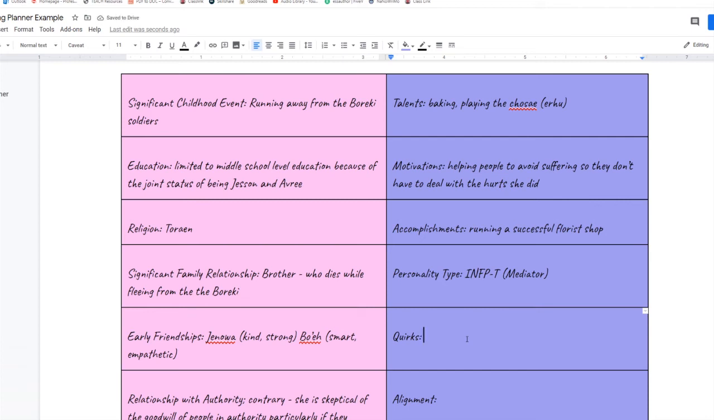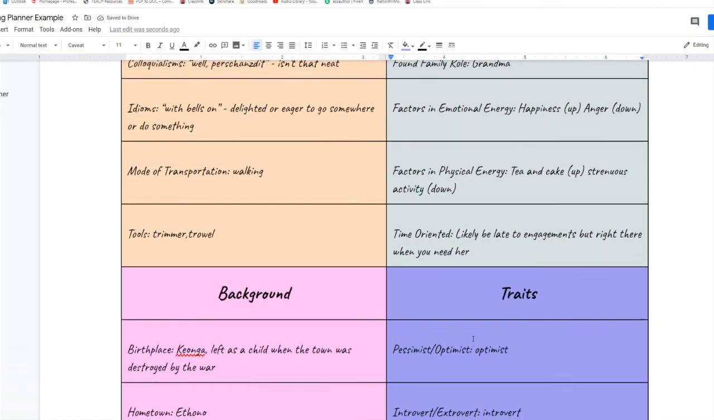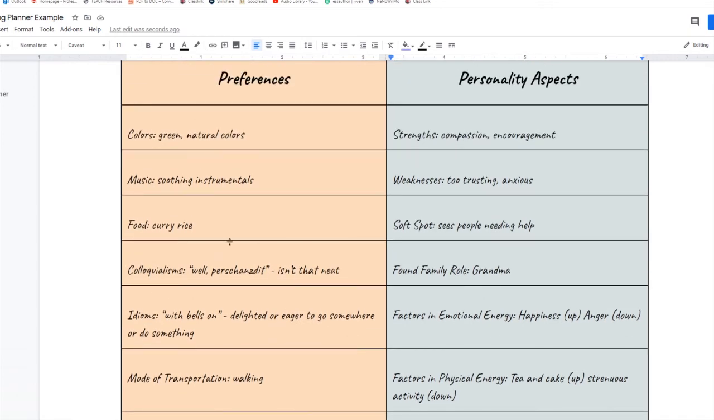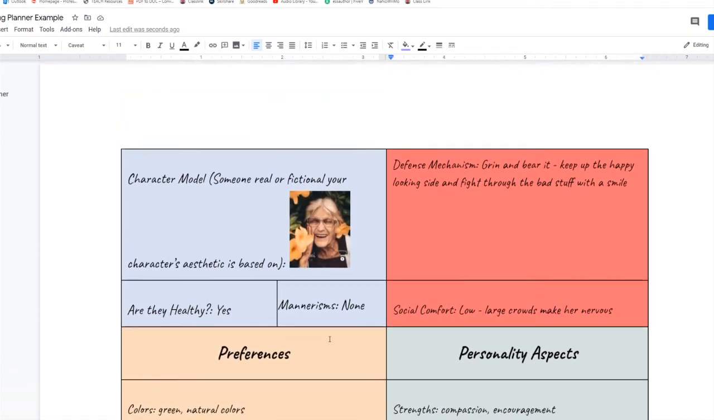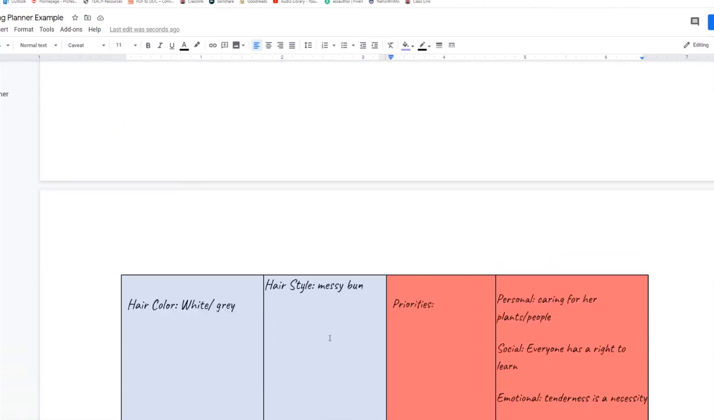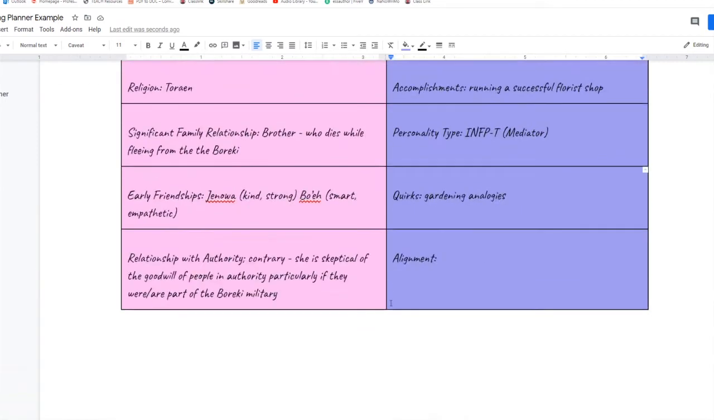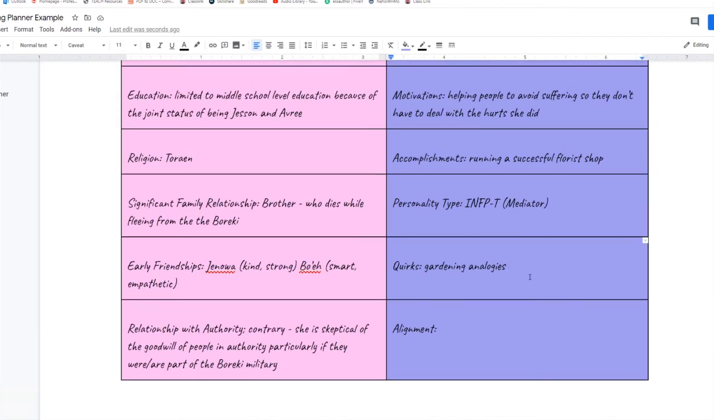The next category is quirks. So for her, I'm going to say one of her quirks is gardening analogies, because I kind of already created that as a quirk for her earlier in our last one, when we were talking about her colloquialisms and idioms, and also her personal philosophies, I believe it was. Yeah, philosophies. She kind of was using gardening analogies and philosophies in how I was describing her character, so it makes sense.